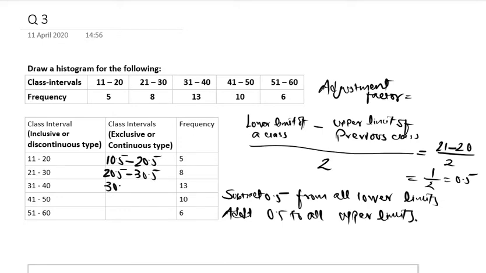So I can continue now. 30.5 to 40.5, 40.5 to 50.5, 50.5 to 60.5, right? So we have our new class intervals which are exclusive type. Now we are ready to plot the histogram. Please don't make the mistake of plotting the histogram with discontinuous or inclusive type class intervals. So I've just refreshed the memory from ninth. This is what we learned in ninth class to convert inclusive type class intervals to continuous or exclusive type.